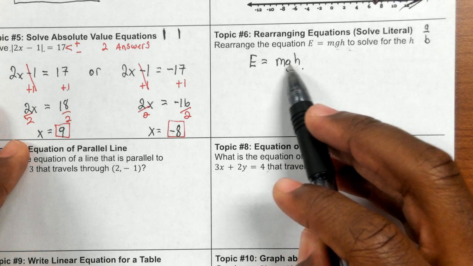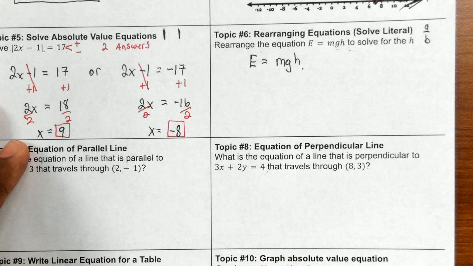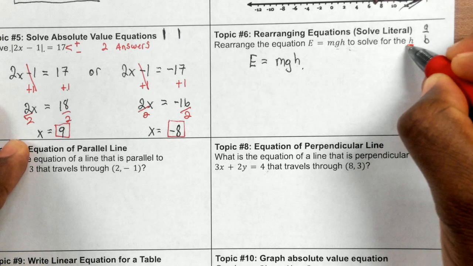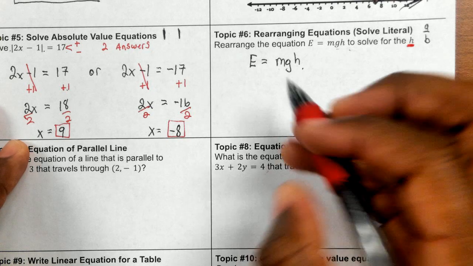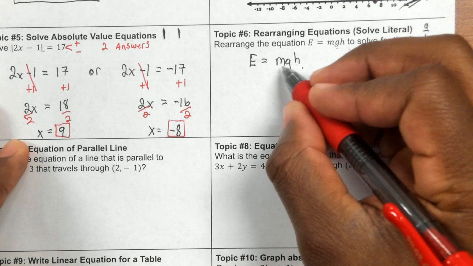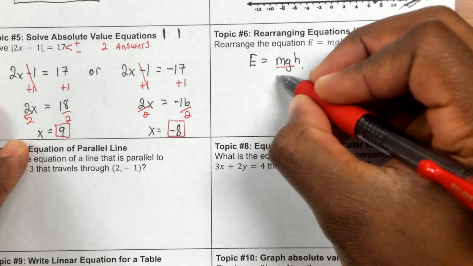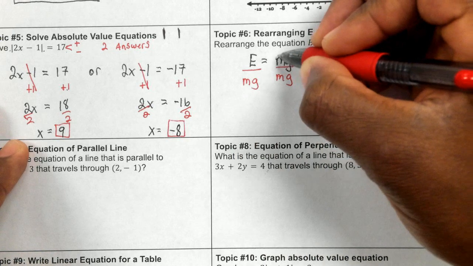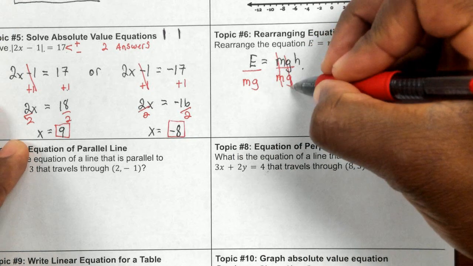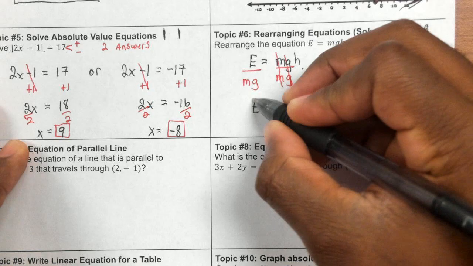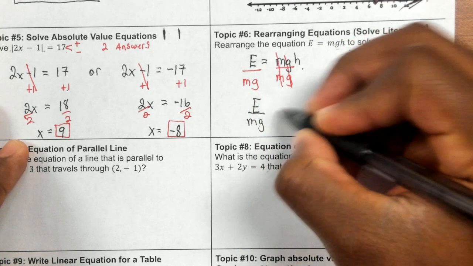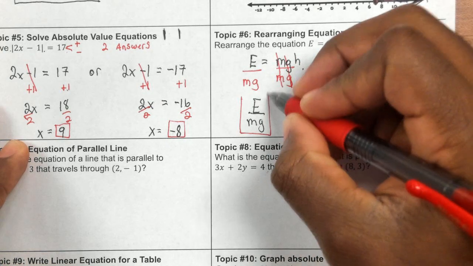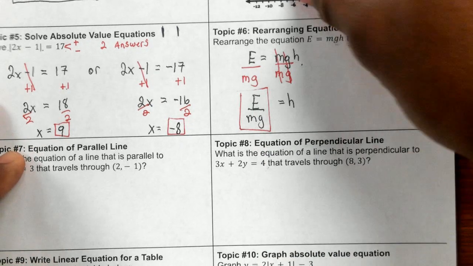Because I don't see an addition or subtraction sign, that means I'm going to divide. So that's the first thing I'm going to have to do, divide, so that I can get h all by itself. What I'm going to divide by is the two things that are attached to h, which are m and g. So divide both sides by m and g. The divide cancels the multiplies, so I have E over mg is equal to h. Since I have h all by itself, this is my result. Just like that.